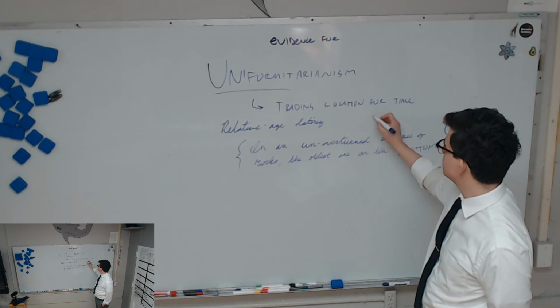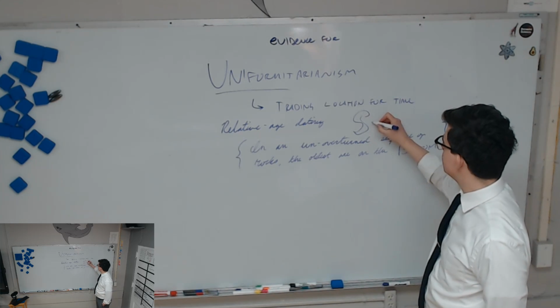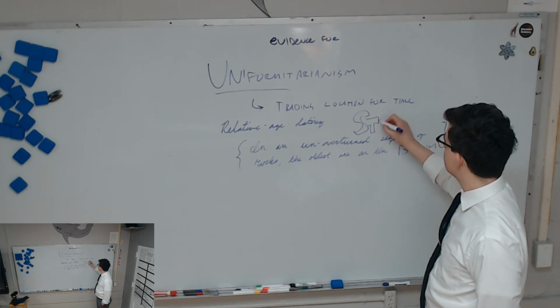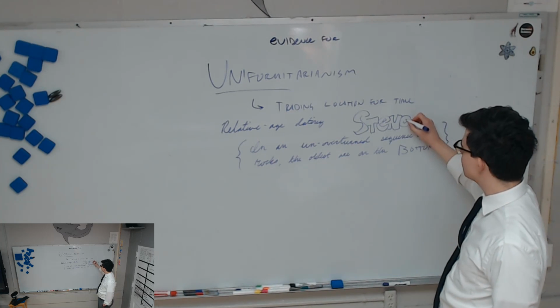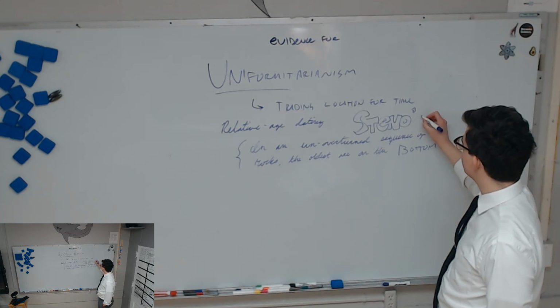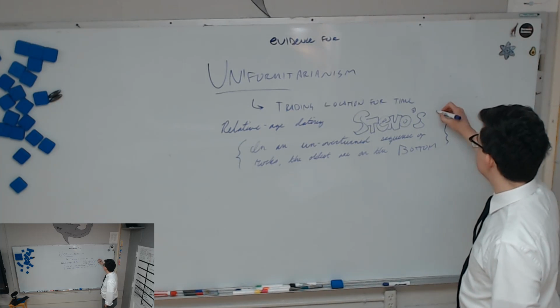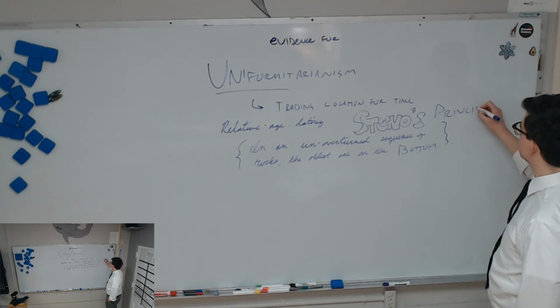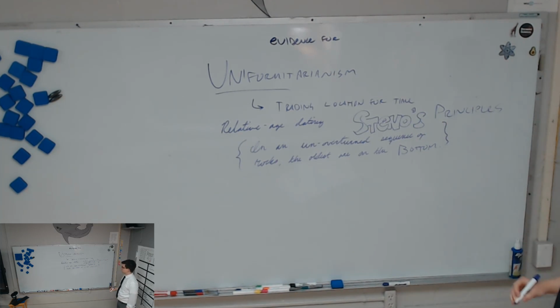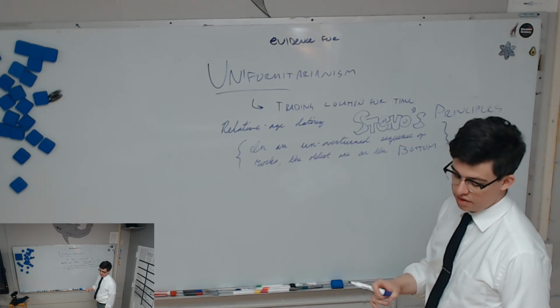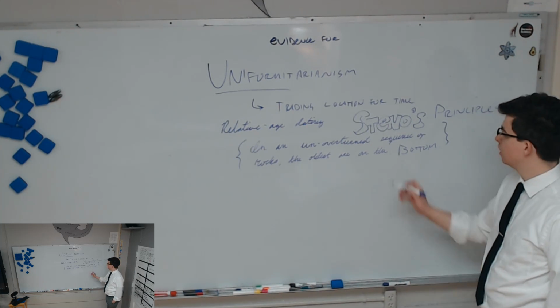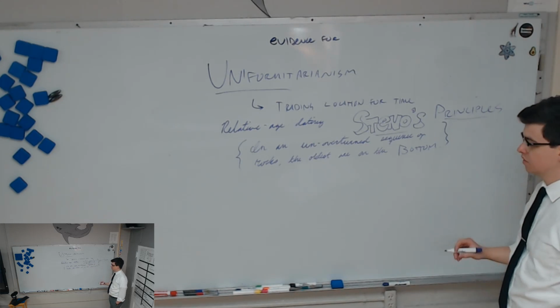We sometimes call these Steno's principles, so let's write that down real quick. The man's name is Steno. It's named after Nicholas Steno, either Swiss or Swedish, I can never remember, from the 1500s, I believe. Steno's principles. That's what these all are called. All these principles of relative age dating are called Steno's principles. Should have said that first.